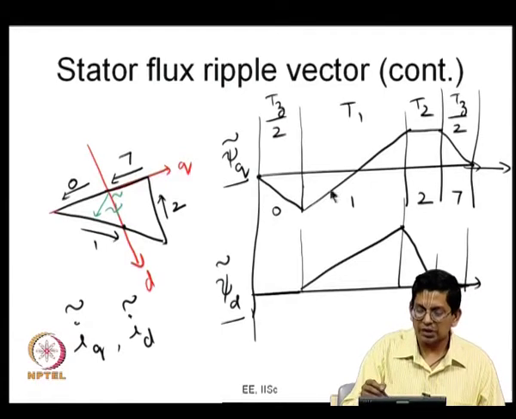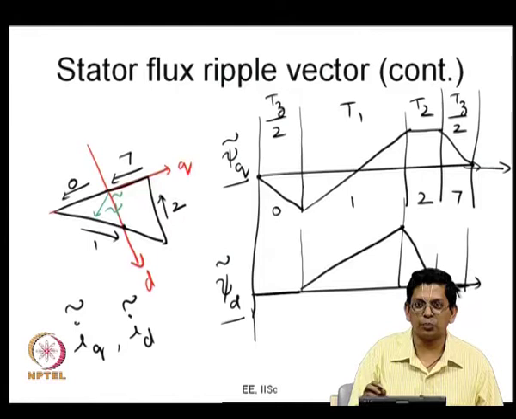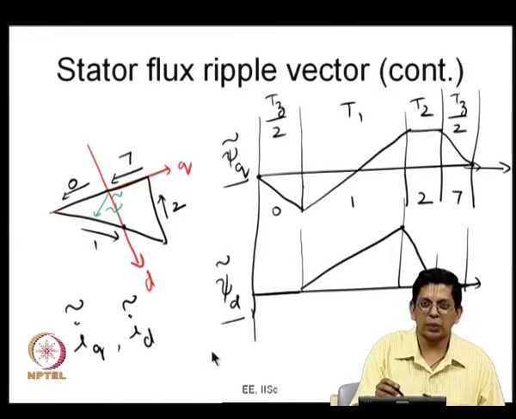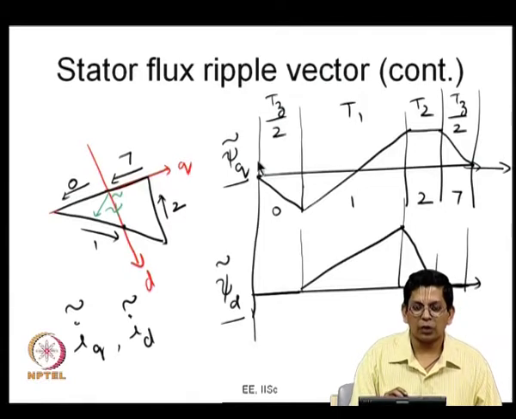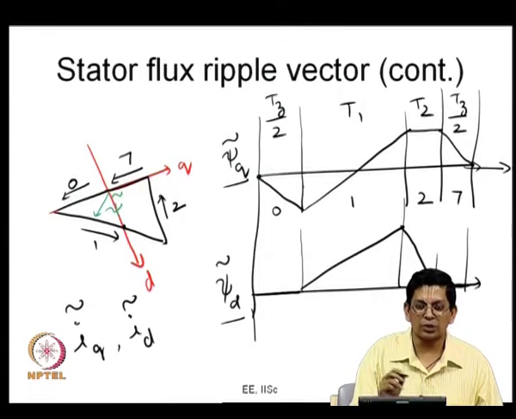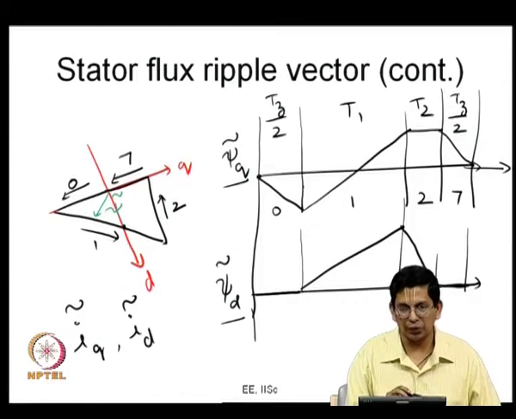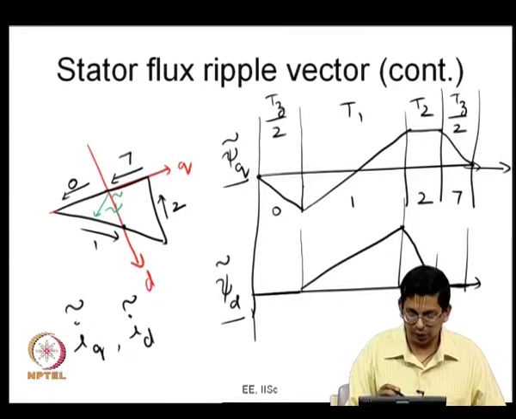So, this you can say is the instantaneous stator flux ripple along the d axis and q axis, and this also gives you the instantaneous q axis and d axis ripple. For now, if you want to go to the RMS value, how can you compute the RMS value is an interesting question. I will just try to look at that question.